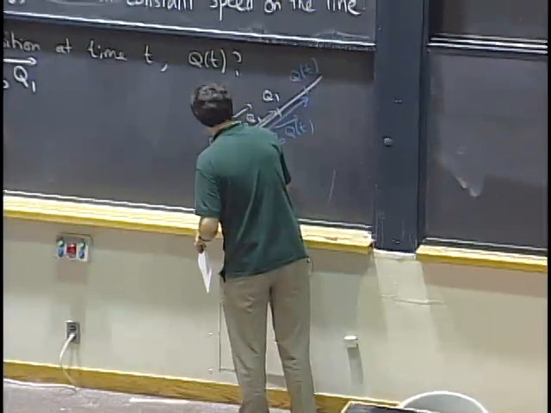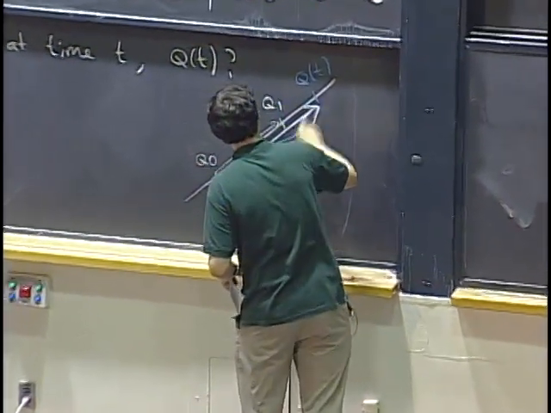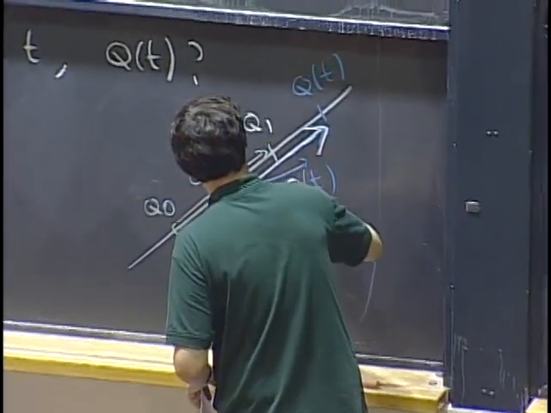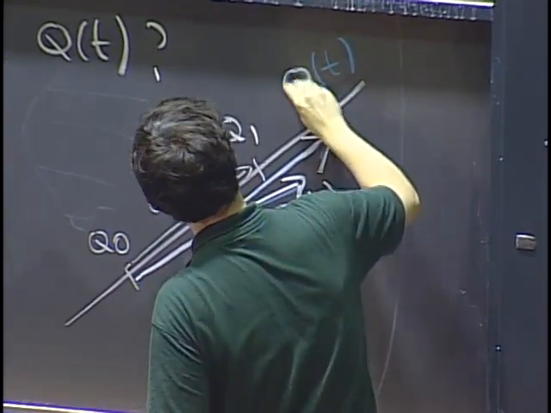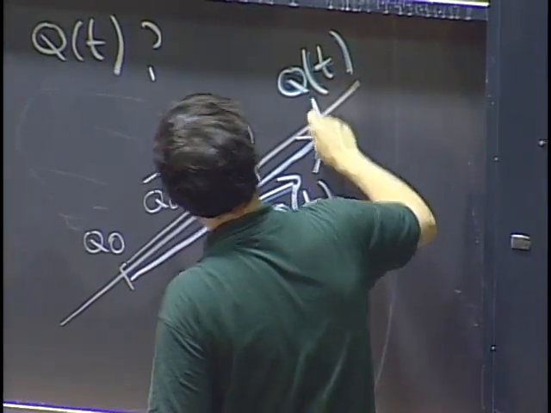Okay, well, for this time, let me just make everything white just for now. This is the vector from q0 to q of t. This is the point q of t.